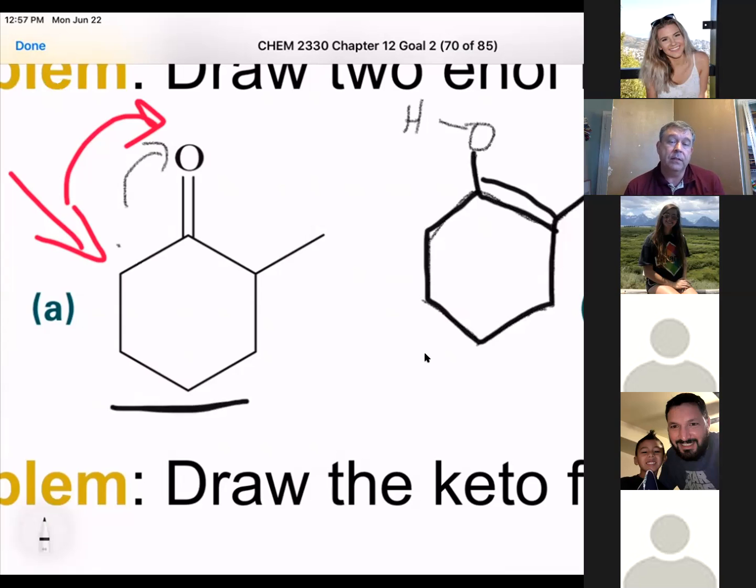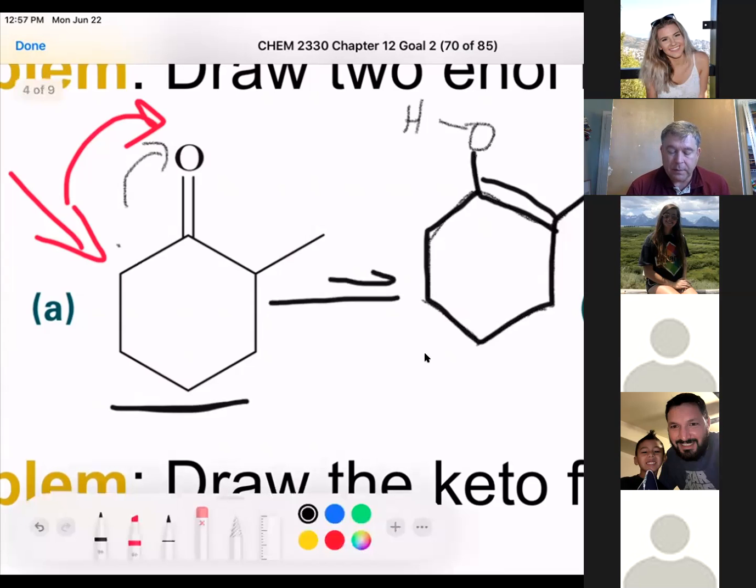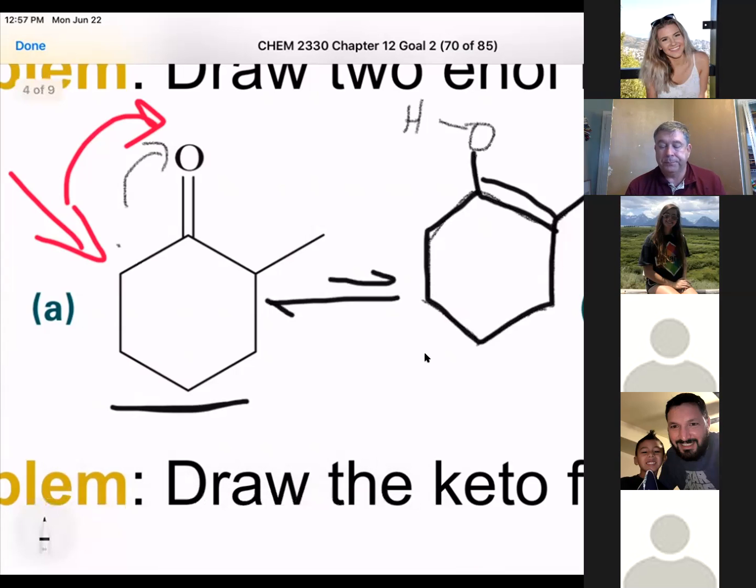Notice there are 4 things substituting that double bond. If it was on the other side, there'd only be 3. So this is going to be the most stable form of this. But again, it's going to be shifted mostly to the ketone side of it. Sorry, that should be a single arrow, not a double arrow. It's going to be shifted mostly to the ketone.